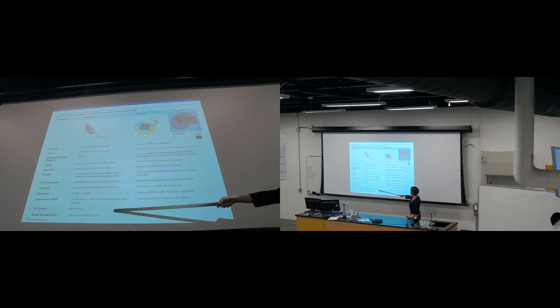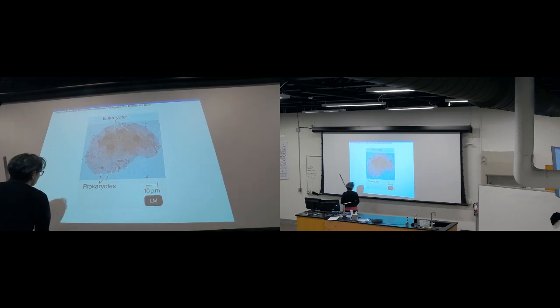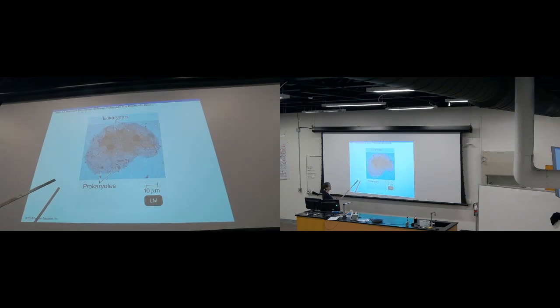And then division of the cells: binary fission in prokaryotic cells, and mitosis in eukaryotic cells. And then for sexual recombination, it is through transfer of DNA through the pilus in prokaryotic cells, or in the case of eukaryotic cells, through the process of meiosis. And this is a micrograph showing you a light microscopy view of a eukaryotic cell infected with prokaryotic cells.